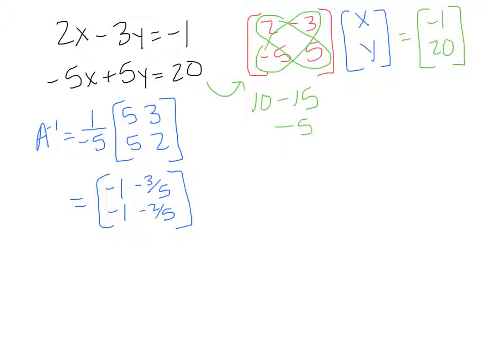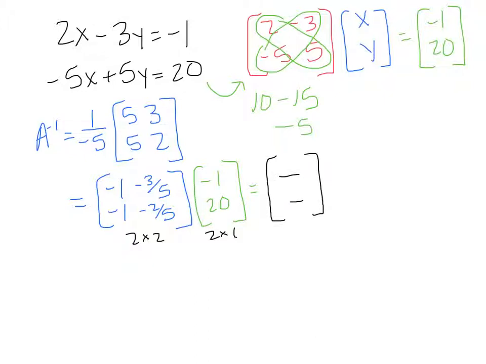Now remember, in order to solve for that unknown matrix, what we need to do is A inverse B. We need to multiply it by that resultant matrix. The resultant matrix was negative 120. Now again, I want you to think about the sizes. This is a 2 by 2 matrix, and this is a 2 by 1 matrix. So our result is going to be another 2 by 1 matrix. We're going to be finding x and y.